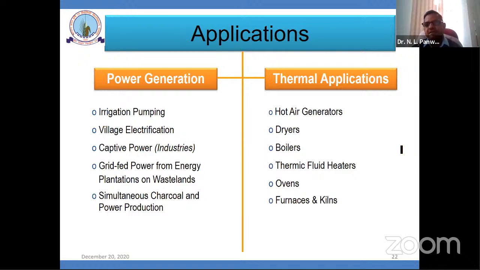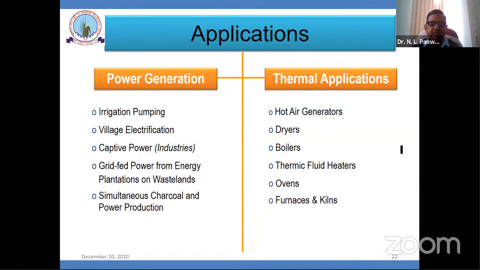And for village electrification, many NGOs and self-help societies electrify their remote areas. Particularly in tribal areas, they are installing this kind of biomass gasifier, and they supply 5 to 6 hours of electricity during the night time. So their children can avail the electricity and get quality education during the night time.